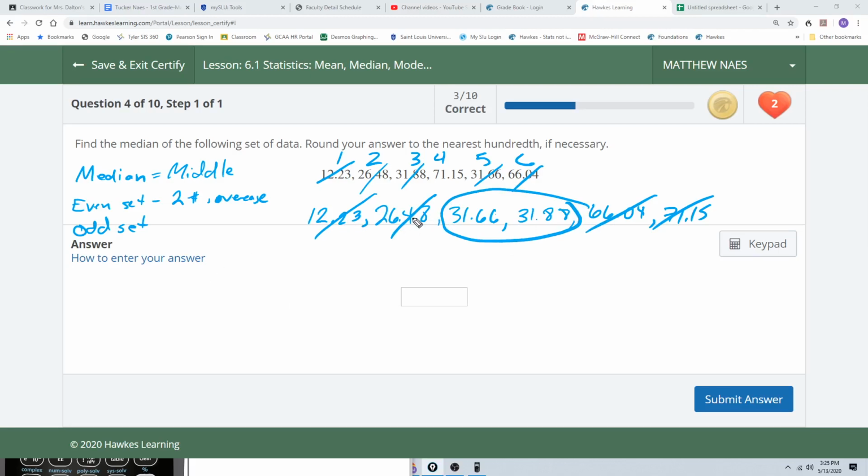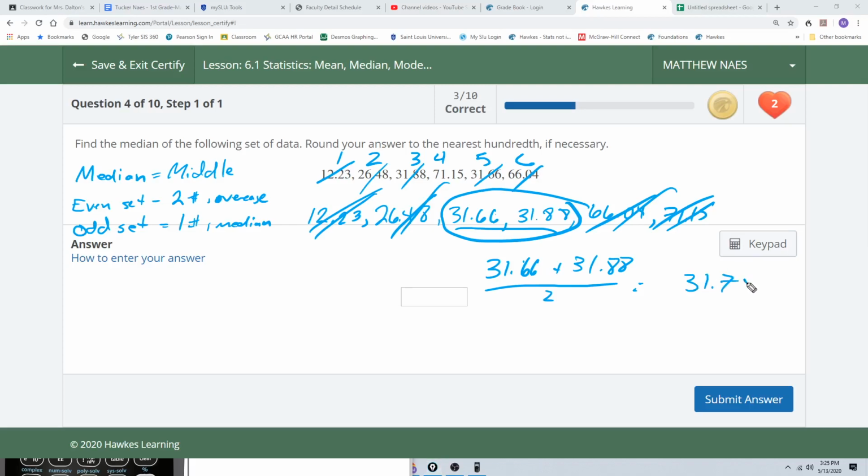That's what I used to do as a kid, just cross them out until I got to the very middle number. There we have two middle numbers. Anytime you have an even set, you're going to have two middle numbers. If you have an odd set, one middle number, and that is your median. And since we have two numbers, we average them. So I add them together and divide by 2: 31.66 plus 31.88 over 2, that's 31.77.